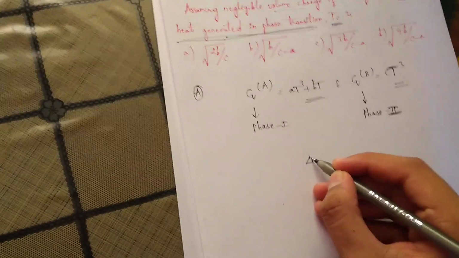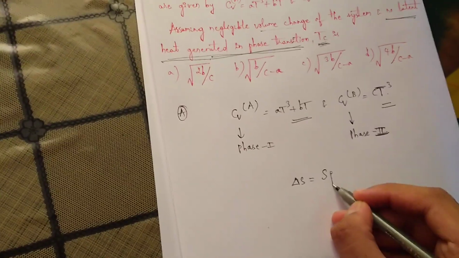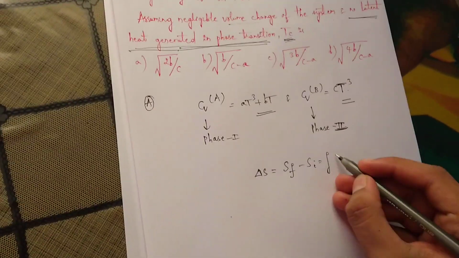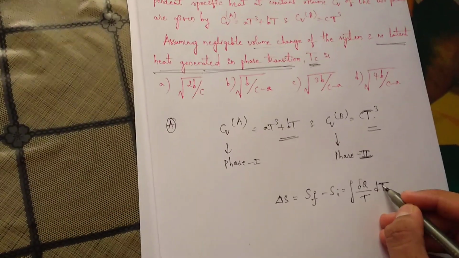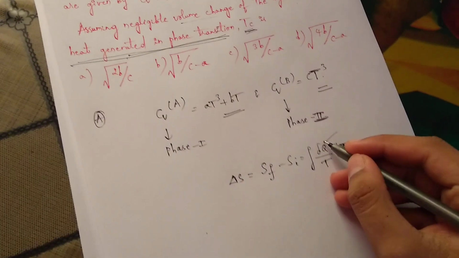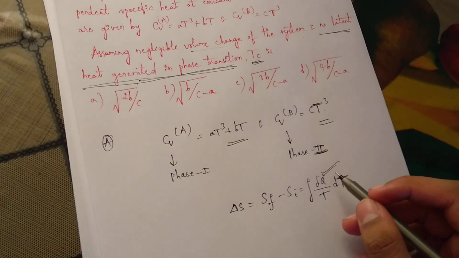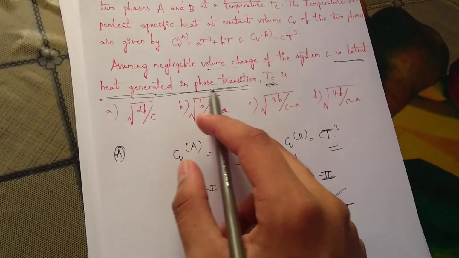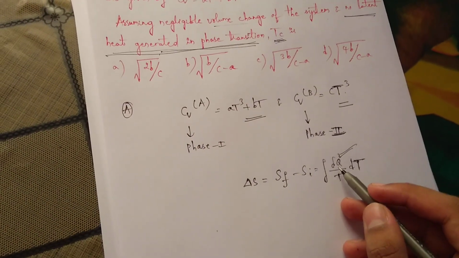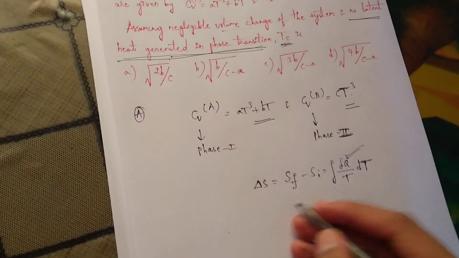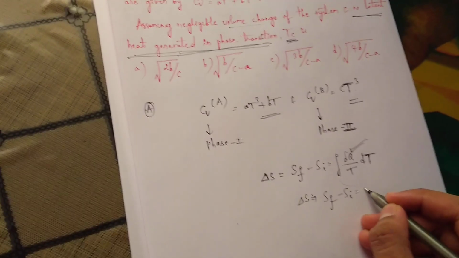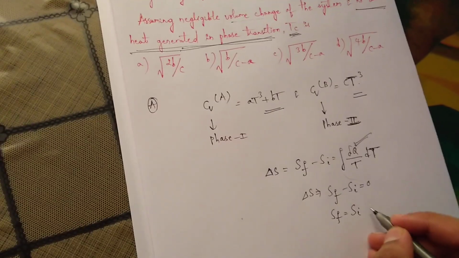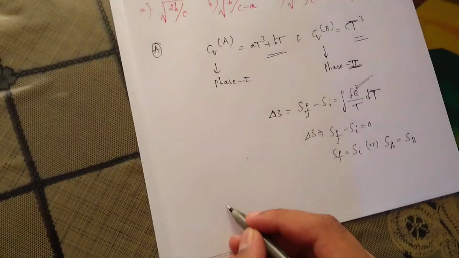So what is the formula for entropy? Delta S equals final minus initial equals the integral of delta Q by T. So what is this delta Q here? This is the latent heat generated during the phase transition, but they have given that no latent heat is generated. So what happens to this quantity? It becomes 0. So this whole integral becomes 0, and delta S, that implies SF minus SI equals 0. SF equals SI, or SA equals SB.